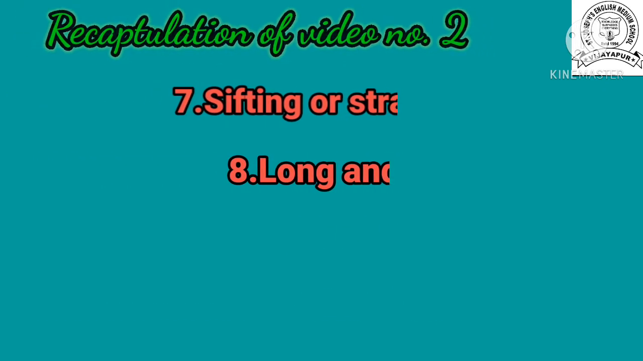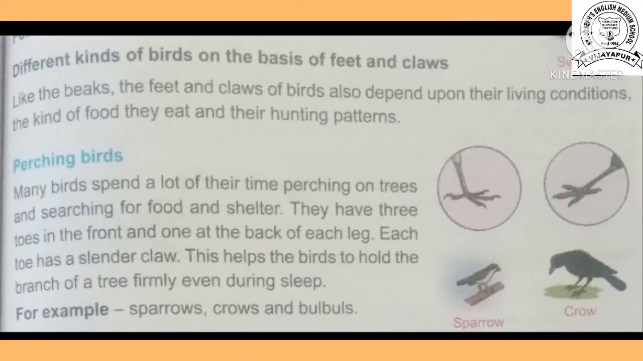Now the last type of beak is the soft and broad beak. This type of beak is present in different kinds of birds, like the swallow. By using that beak, the bird can catch insects when it is flying. Now children, open the textbook. We will start the remaining part of the lesson. Birds' feet and claws also depend upon their living conditions, the kind of food they eat and their hunting patterns.